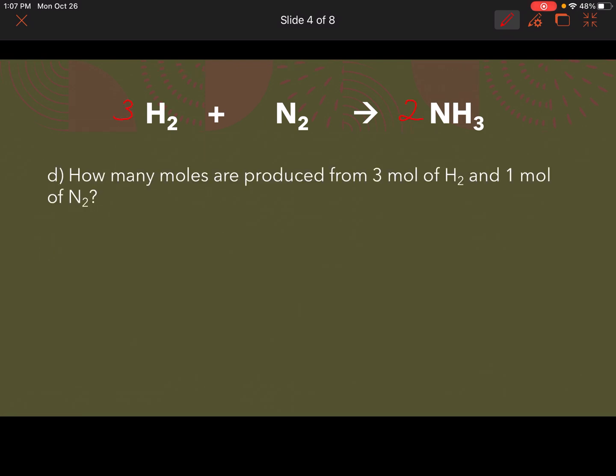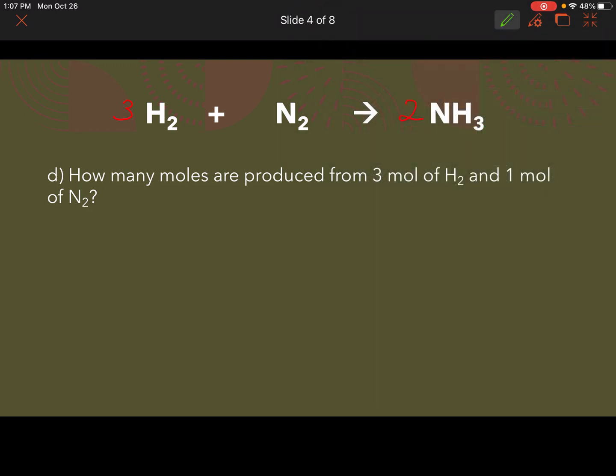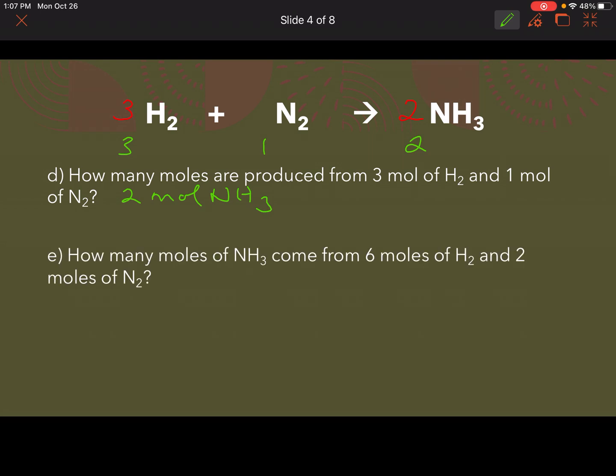But now we're going to take it a little bit further here. So part D: how many moles of NH3 are produced from 3 moles of H2 and 1 mole of N2? I'm just going to switch my colors here. If I have 3 moles of H2 and 1 mole of N2, hopefully you came up with 2 moles of NH3 are going to be produced. And that's just looking at the ratio there.